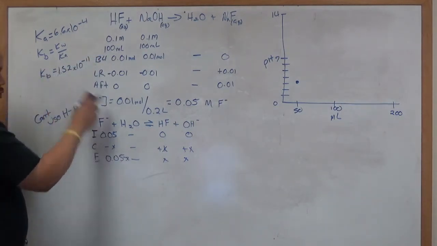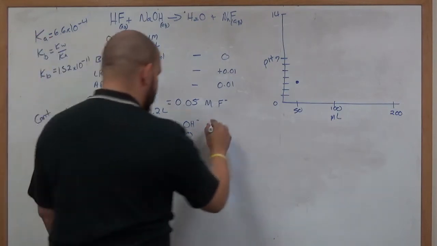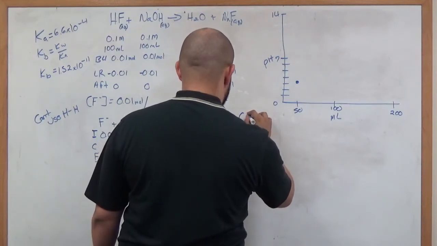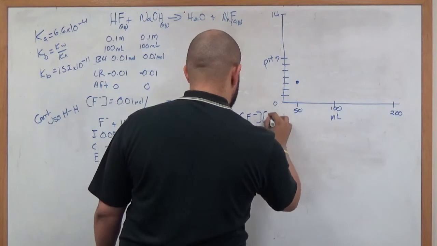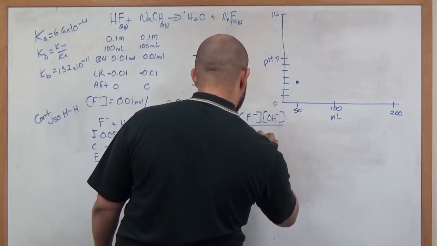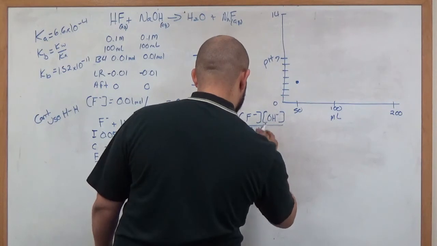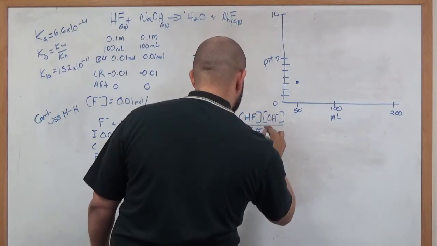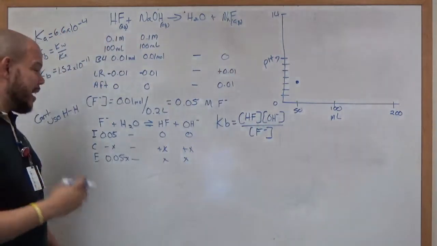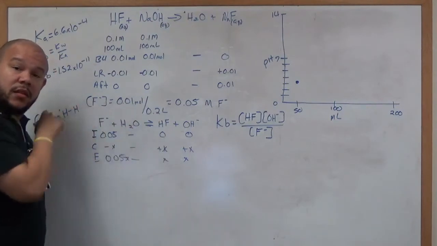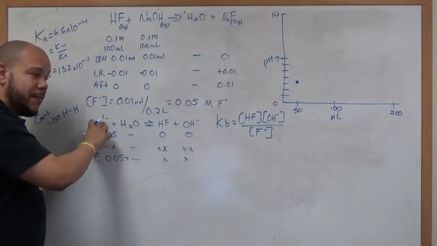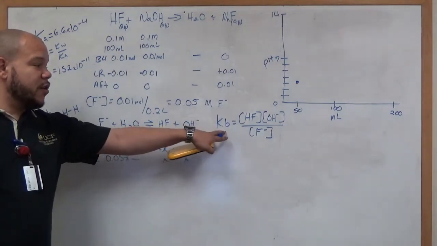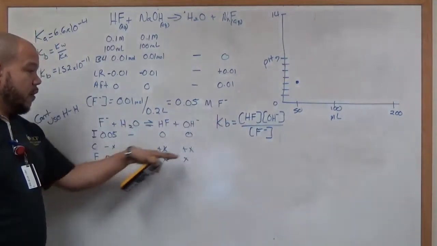So this is what we utilize here in our Kb expression. Remember, Kb is equal to HF times OH minus, all over F minus. And be sure that you recognize immediately that since you're dealing with a base reaction of equilibrium of a weak base, you're using Kb. If you're dealing with an acid, you use Ka. Now that we know the value for Kb, we know what to plug in from our expression here.